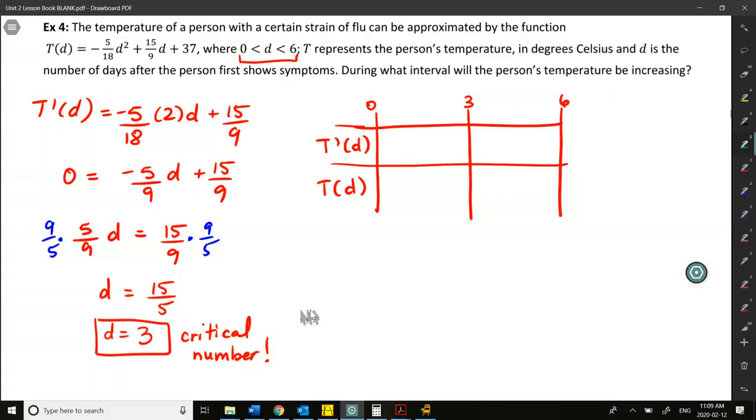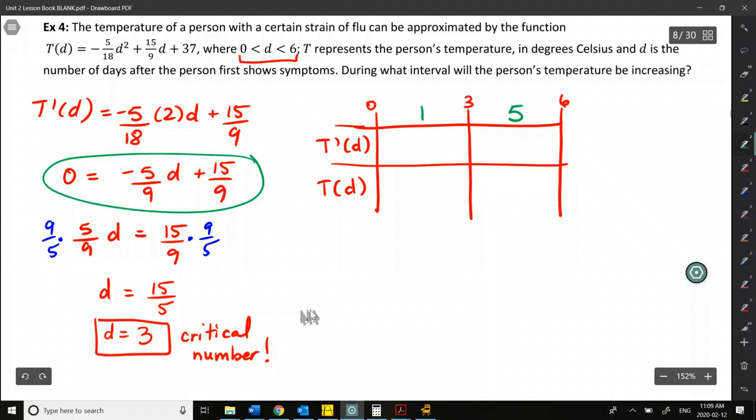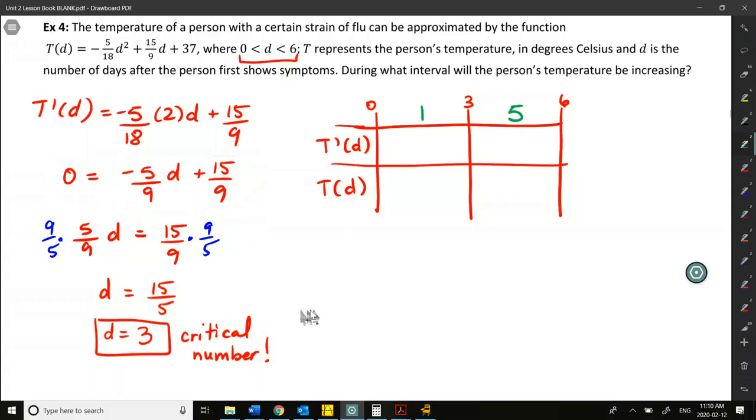Okay, so choose some test values inside those intervals. So maybe we'll choose 1 and 5. And we're just going to plug them into the first derivative and just record whether we get positive or negative. Okay, so I think for the first one, we're going to get positive when we plug in 1. So that tells us that the temperature is increasing over that interval. And then if we plug in 5 here, we get negative 25/9 plus 15/9, so that gives us a negative. So from day 3 to day 6, we're seeing that the temperature is decreasing.